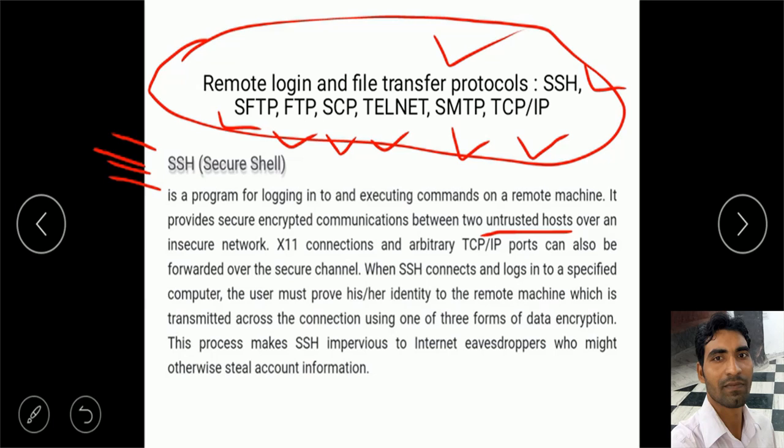Now here it is given that when SSH connects and logs into a specified computer, the user must prove his or her identity. For security reasons, the user must prove his or her identity to the remote machine, which is transmitted across the connection using one of three forms of data encryption. This process makes SSH impervious to internet eavesdroppers who might otherwise steal account information. It means that in the case of using SSH, the network information, the account information or secured information cannot be stolen.